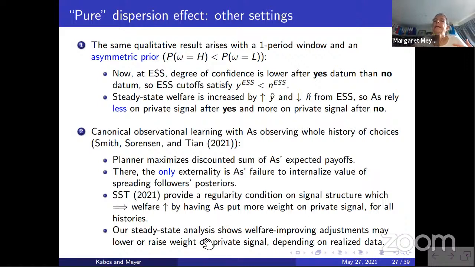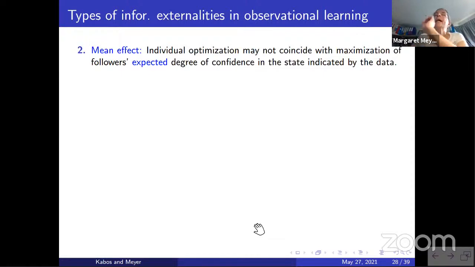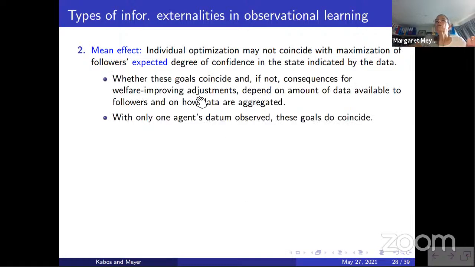In contrast, our steady state analysis here shows that welfare improving adjustments may lower or raise the weight on the private signal, depending on the realized data. I now want to talk about the mean effect, and I'm going to get to Peter's question about why it doesn't arise in the canonical whole history observed. But let me remind you of what I mean by the mean effect. I mean that individual optimization may not coincide with maximization of followers' expected degree of confidence in the state indicated by the data. Whether these goals coincide, and if not, the consequences for welfare improving adjustments will depend on the amount of data available to the followers and on how the data are aggregated.